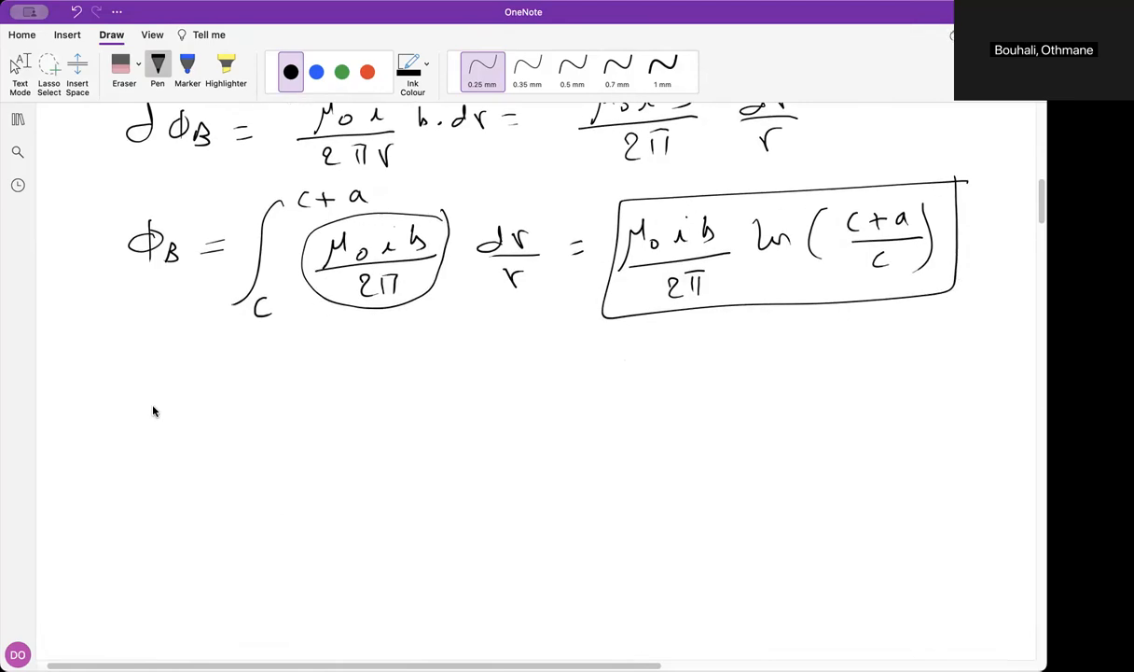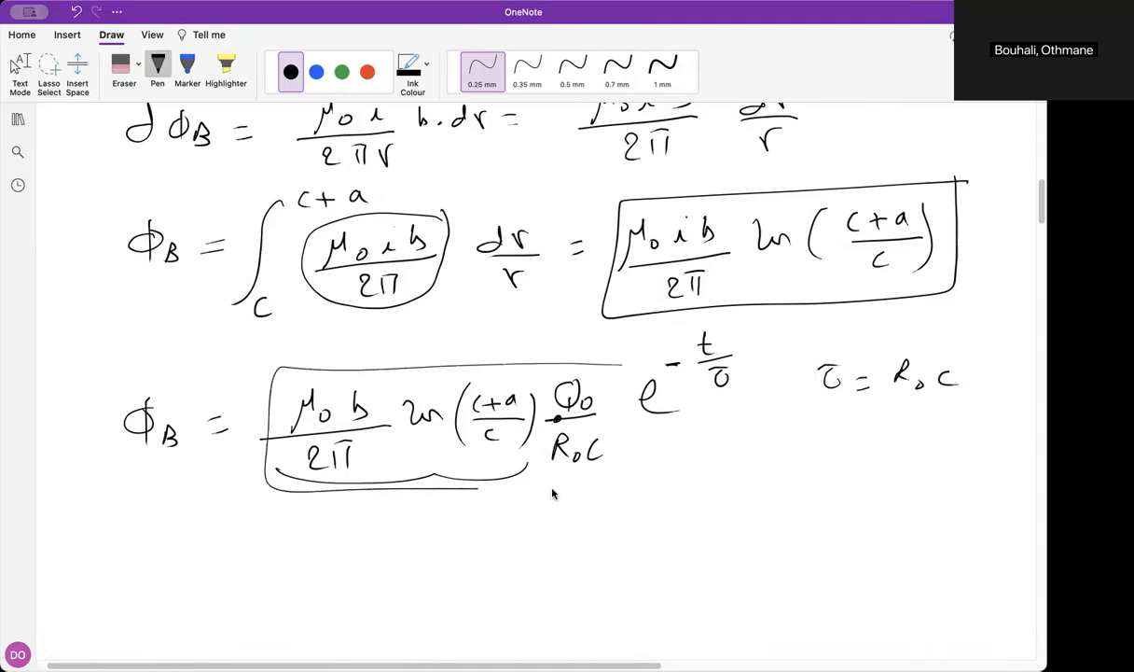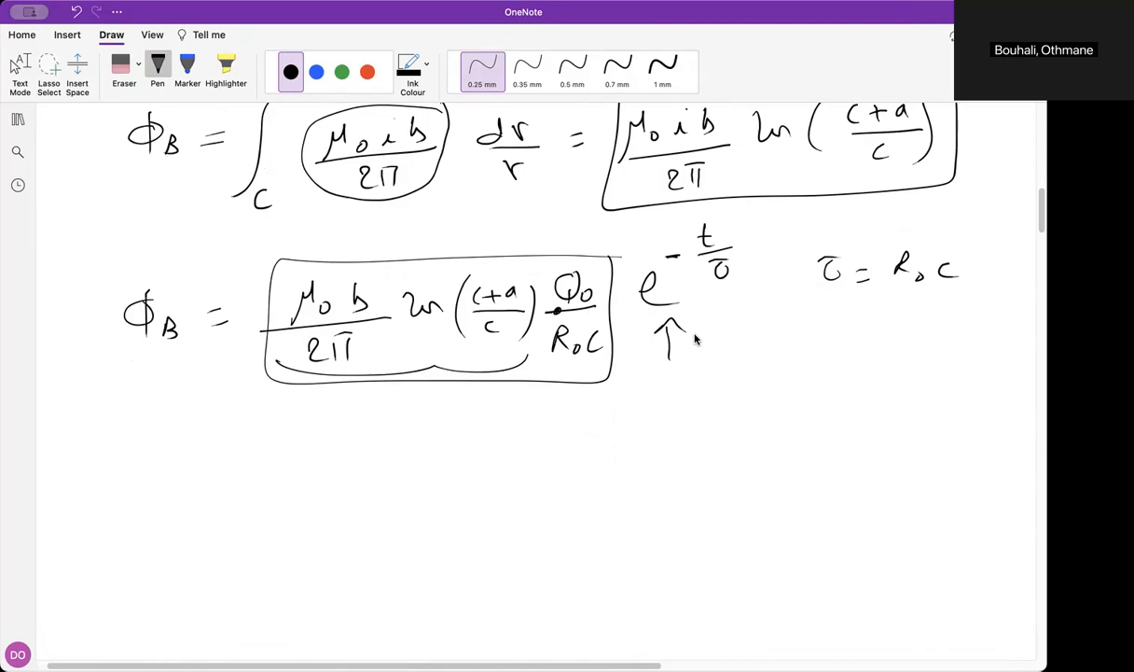Now, the magnetic flux is equal to mu 0 b over 2 pi ln C plus A over C. All of these are constant, and then I, which is Q0, the initial charge divided by the time constant R0C, and then exponential minus t over tau. Well, tau is equal to R0C. So all of this is constant, and now we can calculate the induced EMF, because now we have a flux that is changing as a function of time.